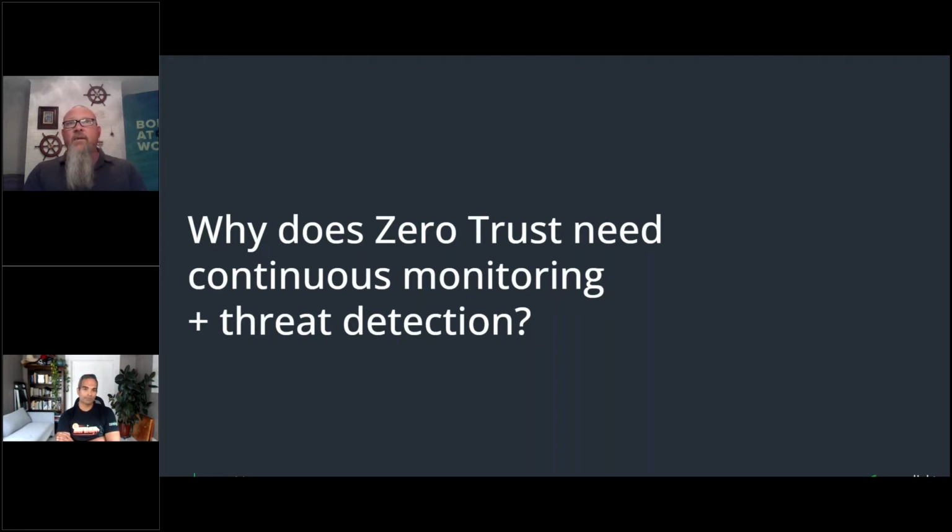Yeah. Perfect transition to our next slide here. So okay. With zero trust, why is continuous monitoring and threat detection still so important? So I think Keith, you had a fantastic point there for the different industries that we're facing. Vijay, anything to add there?